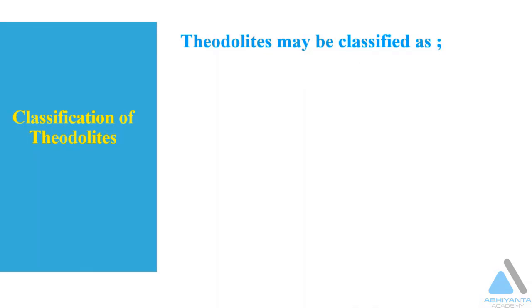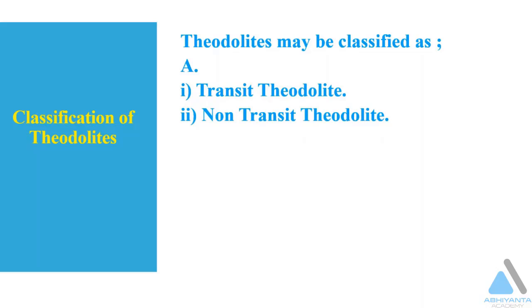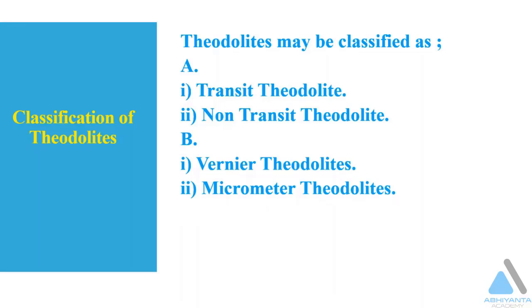Now let's classify the theodolites. Which types of theodolites are available in the market? The first type of theodolites are the transit type of theodolites and non-transit type of theodolites. What these are, we will understand a little later. And the second one is about its least count: Vernier type of theodolite and micrometer type of theodolite.